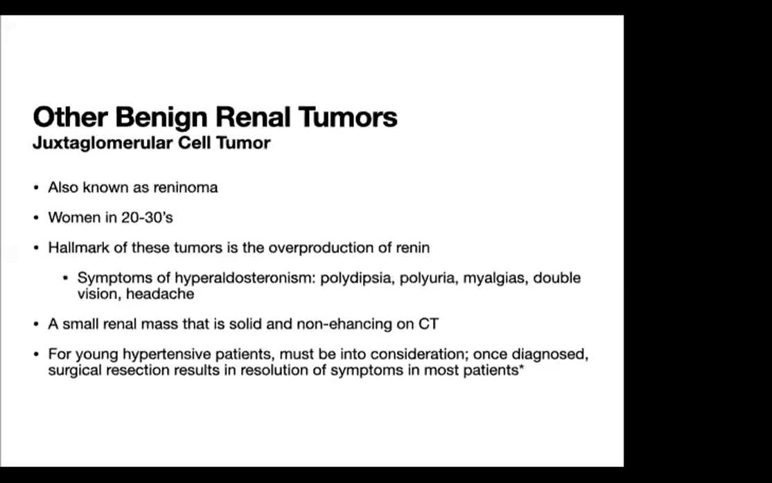Next is your JG cell tumor, which is also known as a reninoma, which is most common in women in their 20s and 30s. The hallmark of these tumors is the overproduction of renin, which will produce symptoms of hyperaldosteronism such as polydipsia, polyuria, myalgias, double vision, and headache. On CT, it is a small renal mass that is solid and non-enhancing.